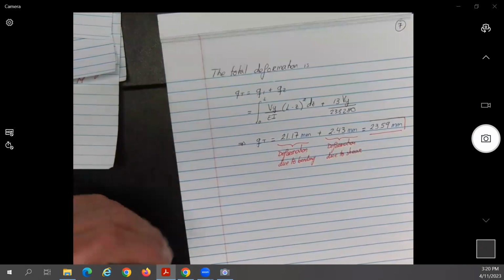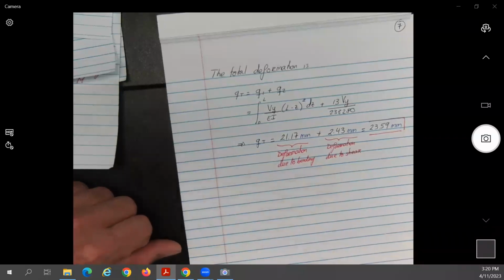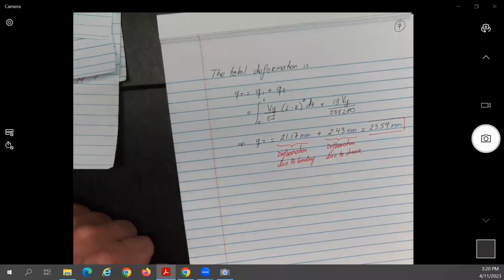So any question about what was the process? How to get to the answer? So basically now you're going to tell me, is it worth all the work to find the deformation due to shear? Personally, I think no. Okay. So why in this class have we been spending so much time calculating shear, and more shear? Any guess?